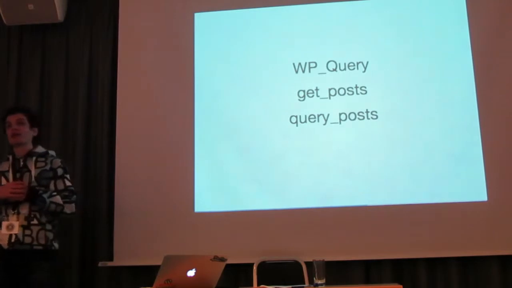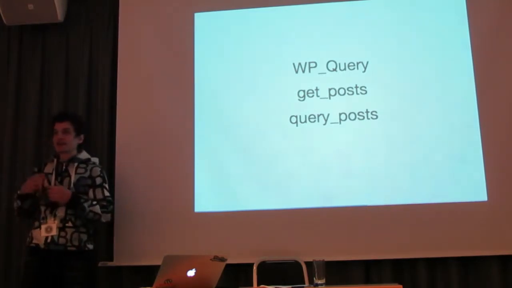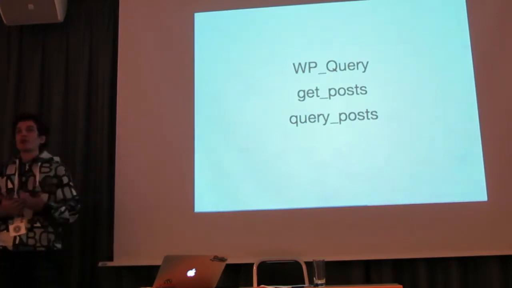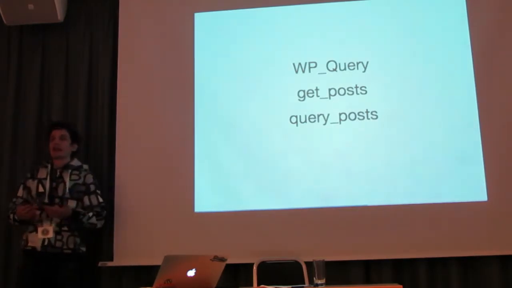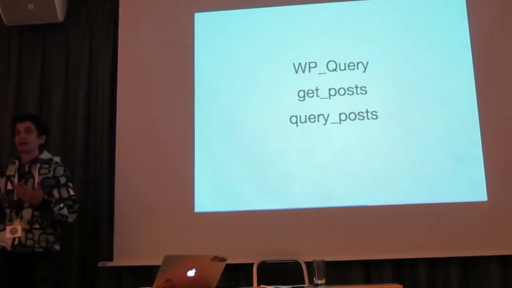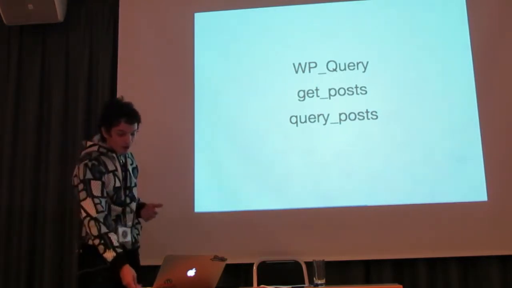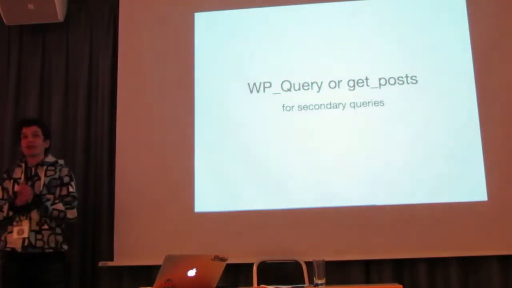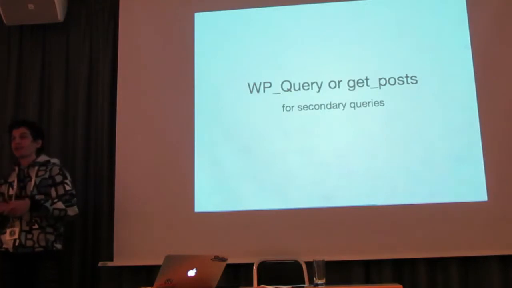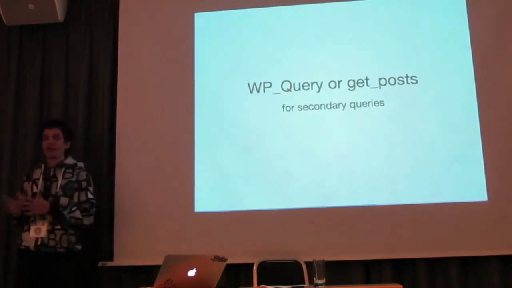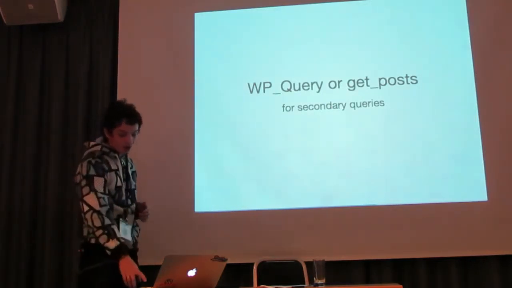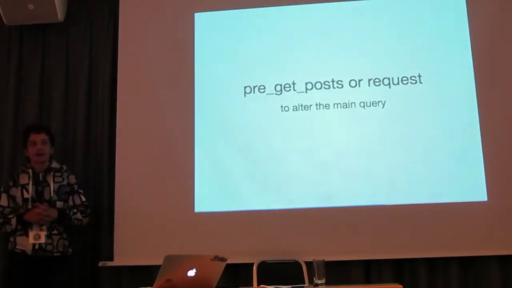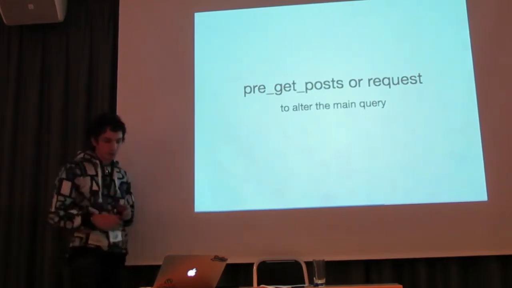What happens in reality with query posts is that it fires a secondary loop but replaces the main loop with that loop. So if you don't know what you're doing, it's very easy to break things like pagination and page titles and so on. My rule of thumb is use WP query or get posts if you want secondary queries, meaning if you want something in addition to your main query. And if you want to alter the main query, we have two options: the pre_get_posts action and the less popular request filter.